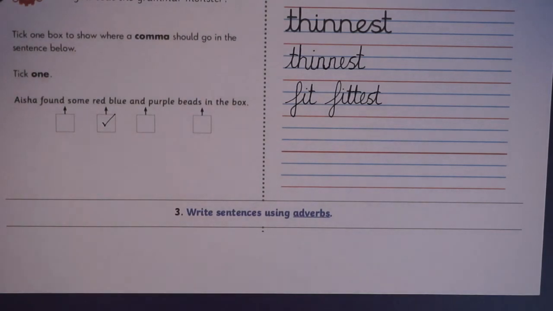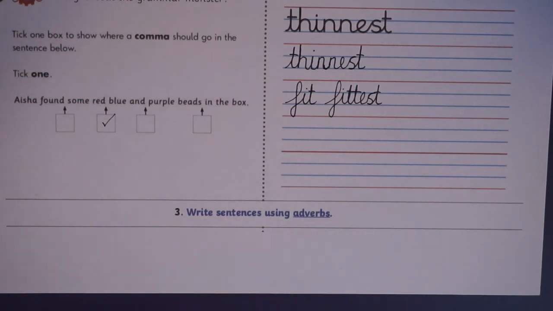Right, let's move to part 3 then, a sentence using adverbs. So write some sentences using adverbs. Now, let's think about that word adverbs then. So adverbs describe verbs, don't they? They describe how we're doing something or how something is happening. And often they end in ly, but not always.